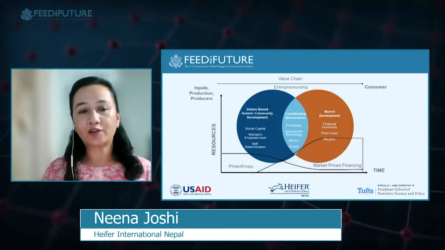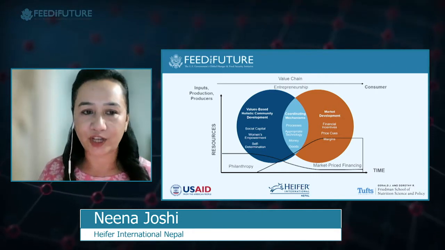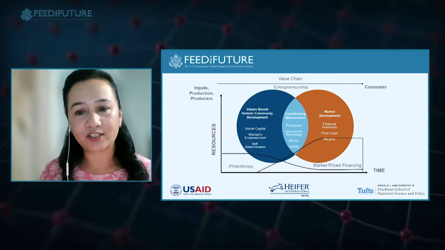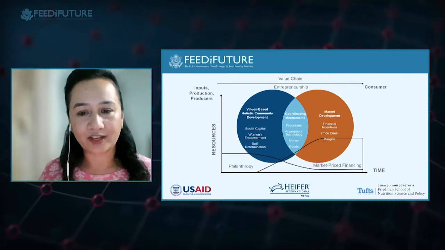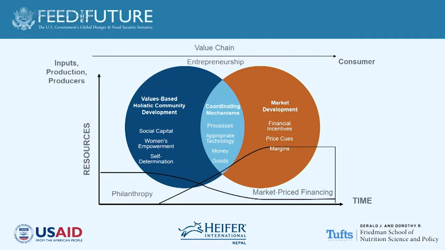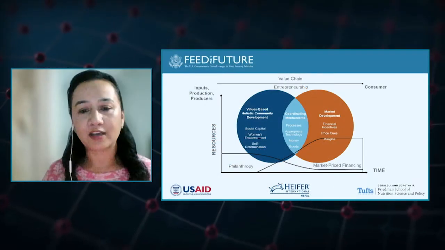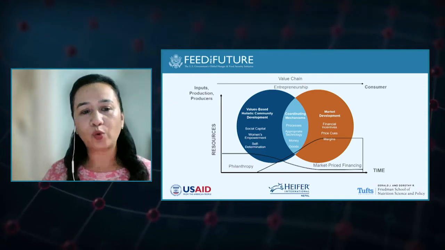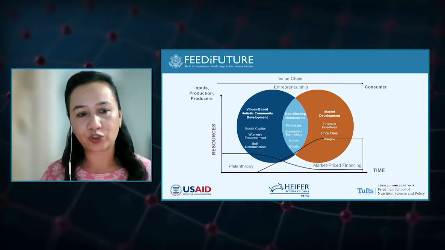Our work evolves around agricultural value chains. It starts from the input side, production technologies, linkages to market, reaching to consumers, along with helping the communities in the social dimensions, the community development, community institutions, the social capital, and also the market side of things. It doesn't have a core component of nutrition.